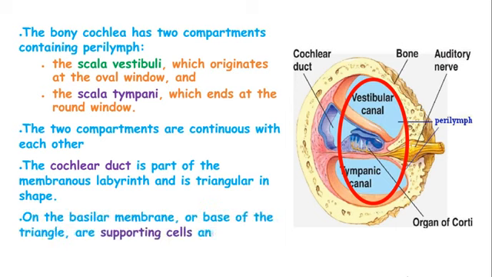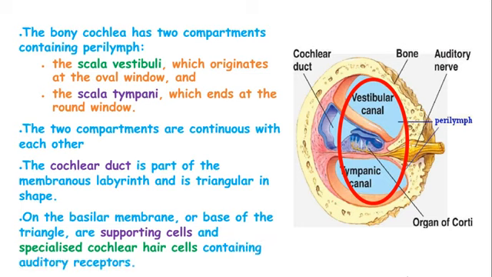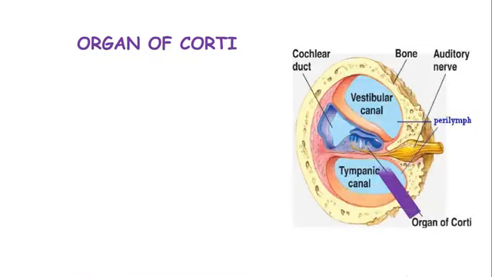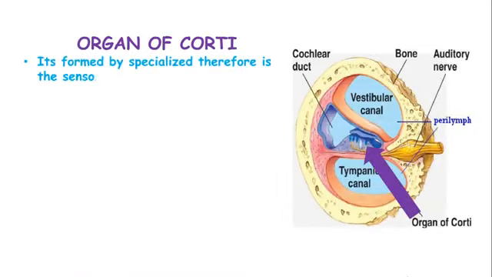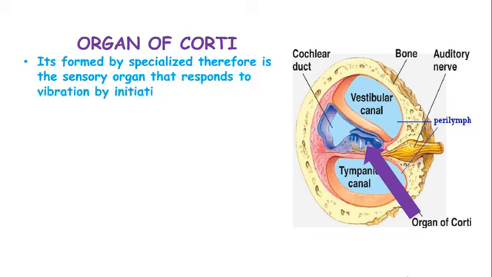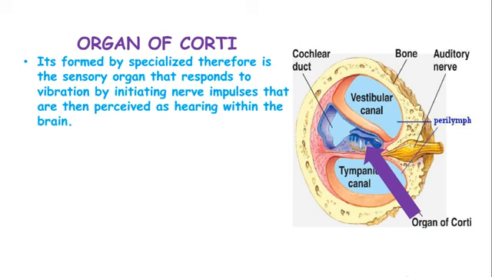On the basilar membrane, or the base of the triangle, there are supporting cells and specialized cochlear hair cells which contain auditory receptors. We have the organ of Corti in the cochlea. This organ of Corti is formed by specialized cells, and it responds to vibration by initiating nerve impulses which are then perceived as hearing within the brain.